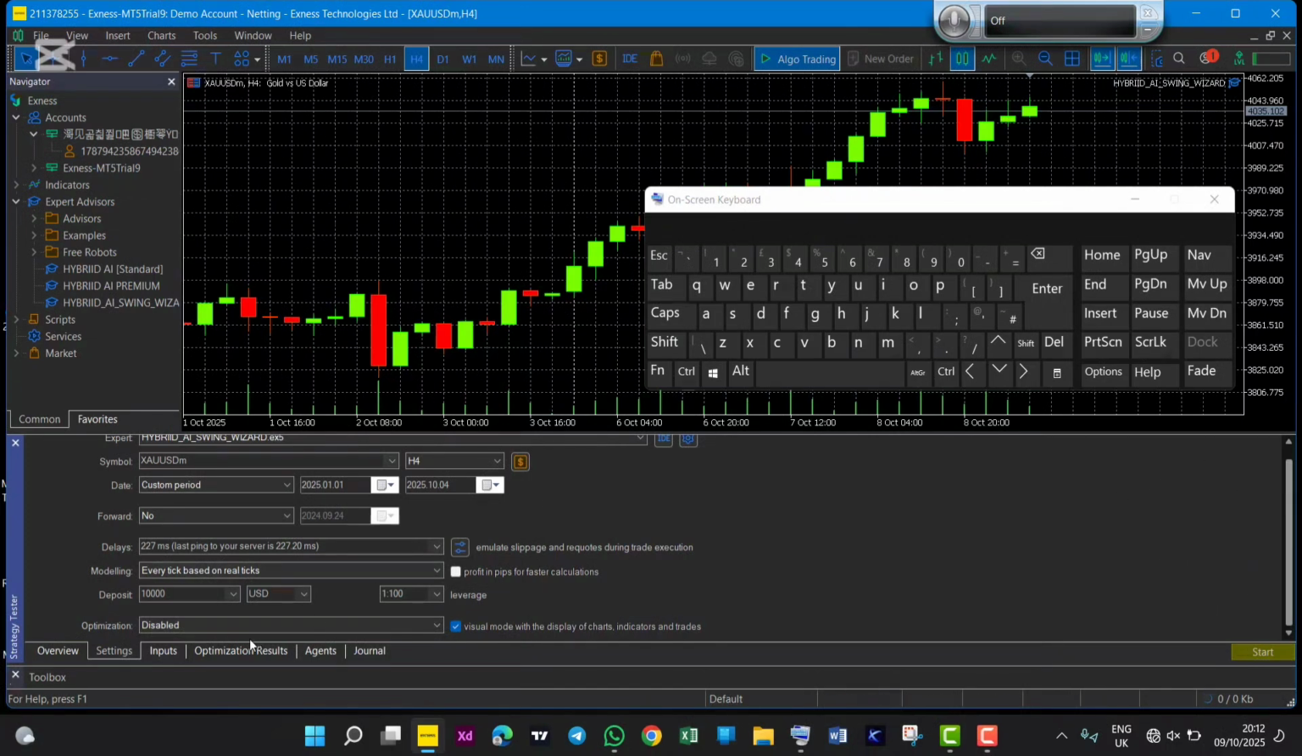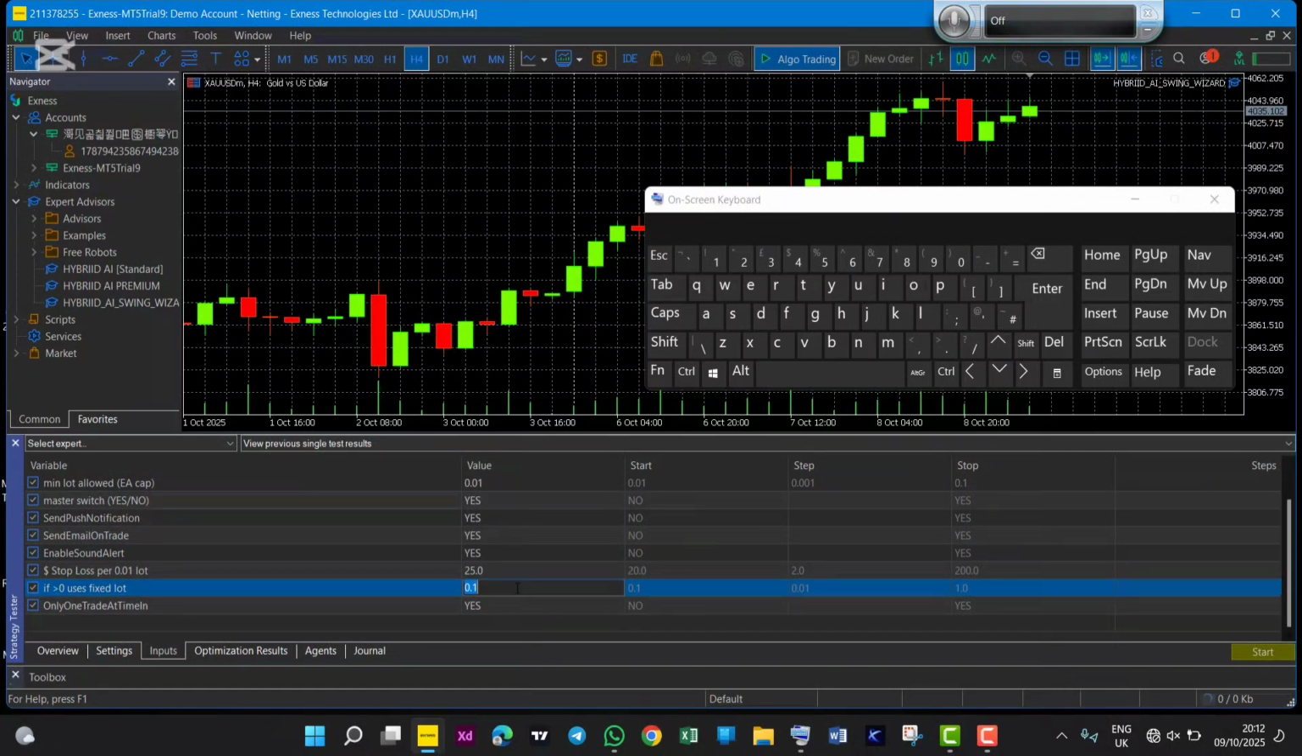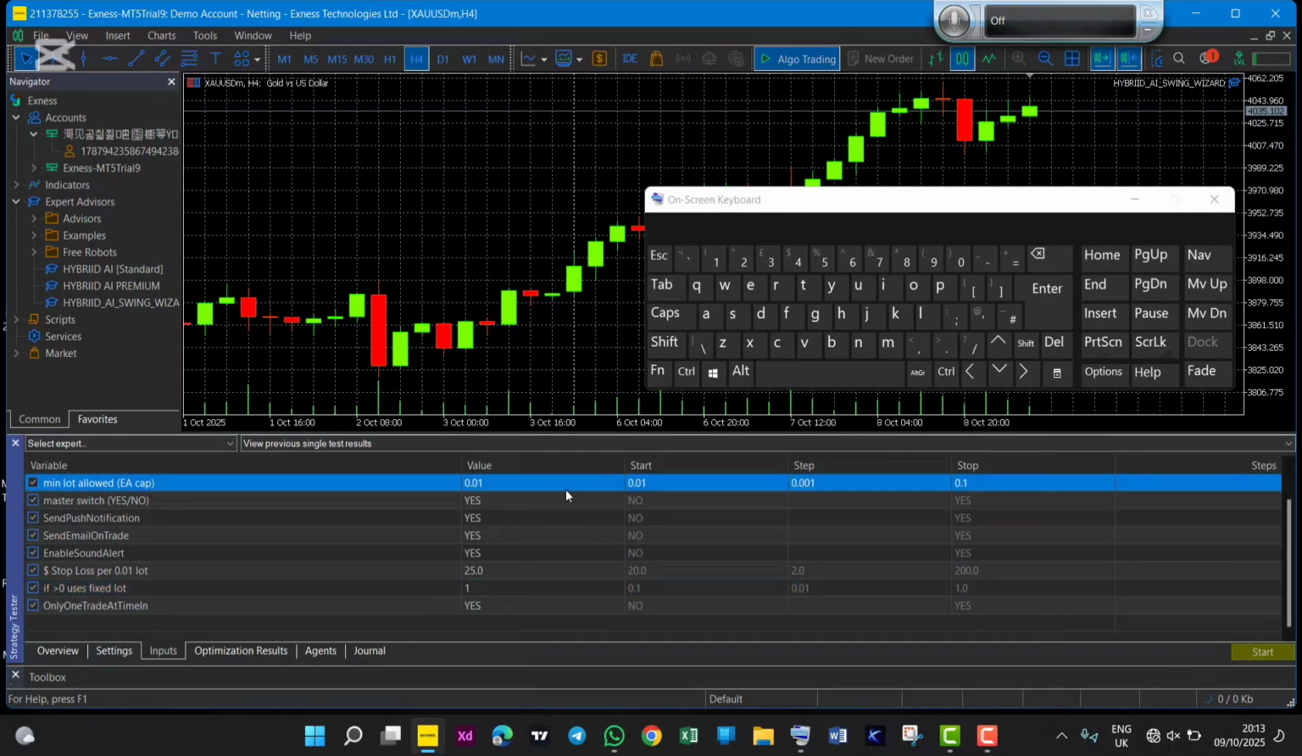Let me check the input for strategy tester to confirm all the figures are okay. Okay, everything is okay. What we need to change is our lot size here because we want to go aggressive, the same way we changed it when we launched the robot on chart. So we change it to 1, that's all.